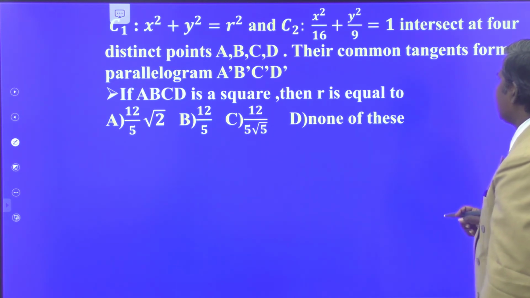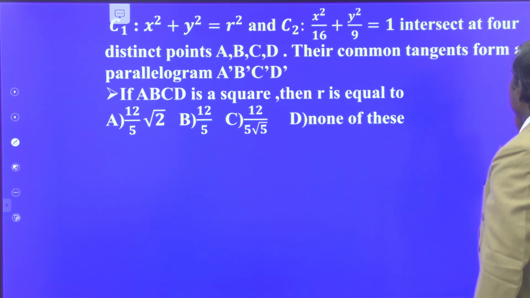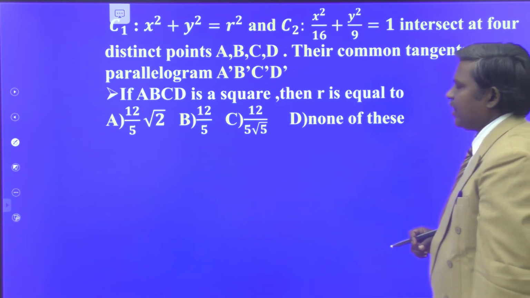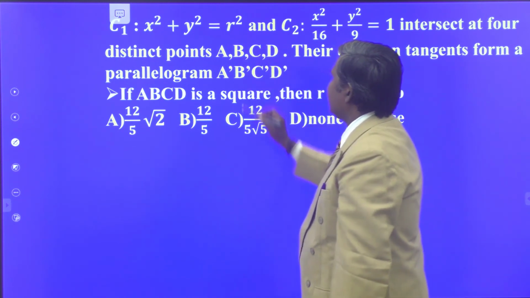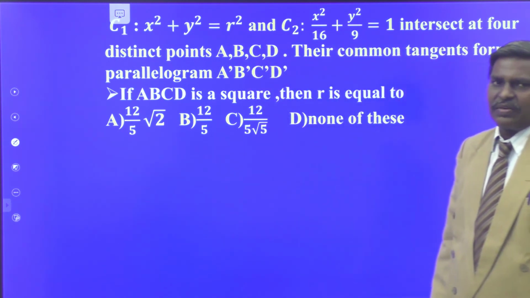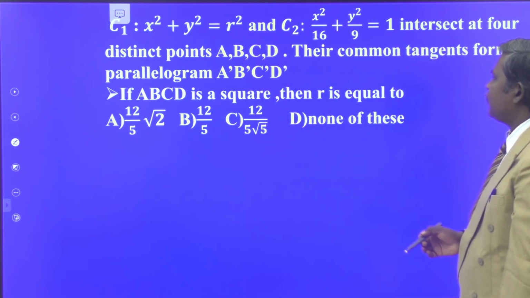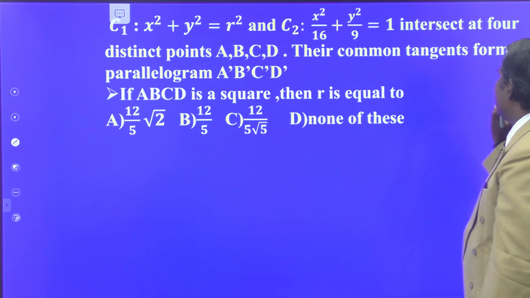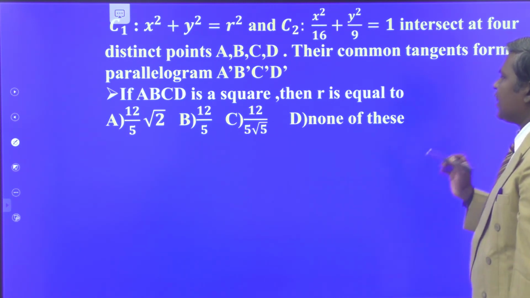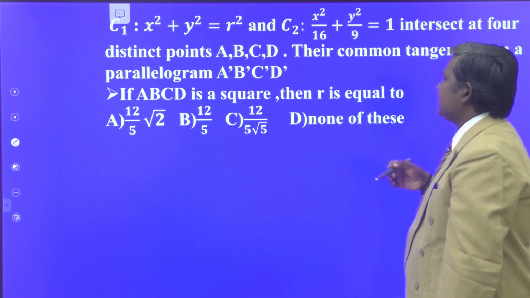X square by 16 plus y square by 9 equal to 1. Intersect at 4 distinct points. So these are two concentric curves. One is a circle, the other one is an ellipse, intersecting at 4 distinct points A, B, C, D. Their common tangents form a parallelogram A dash, B dash, C dash, D dash.